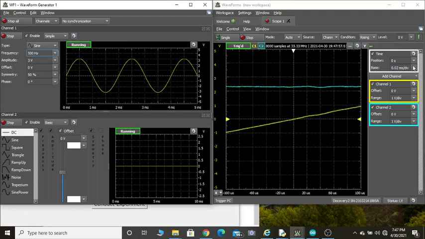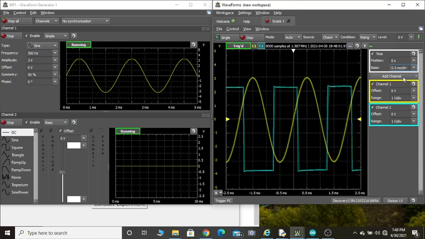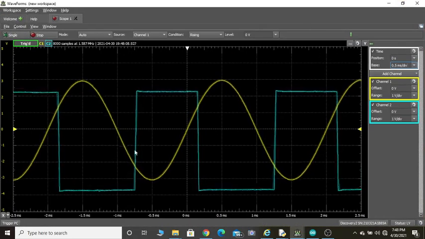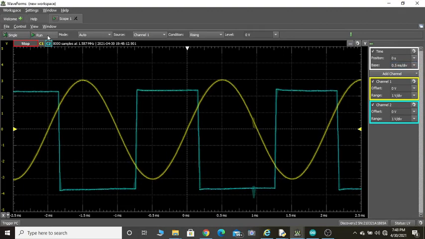Let me change this time period accordingly as I change my settings. Okay, this is fine. So we can actually find out the VTH and VTL from this itself. So here you can see this is making. Let me just stop it here.